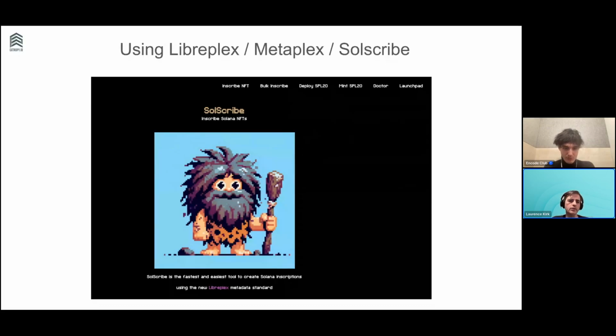So we've got these projects such as Libreplex, Solscribe, that will help you with this process, so that you don't have to do it programmatically. But we will look at how to do it programmatically in a second.